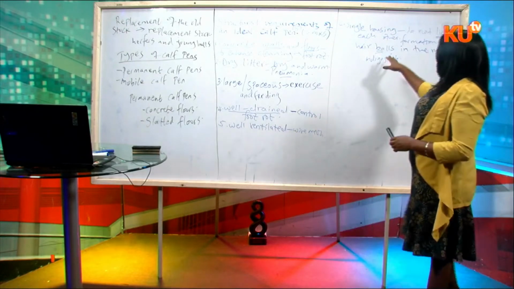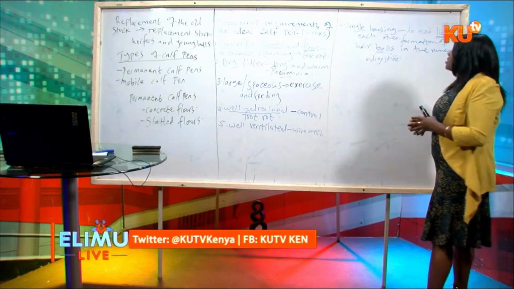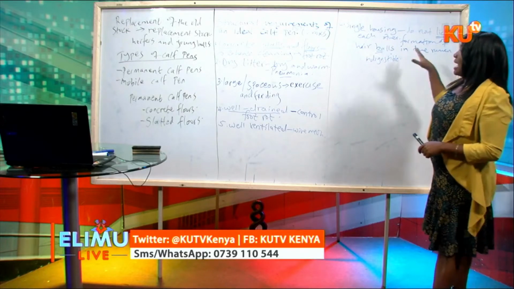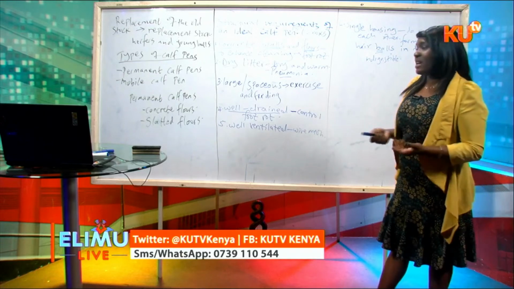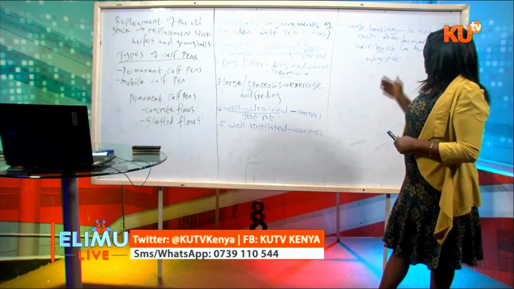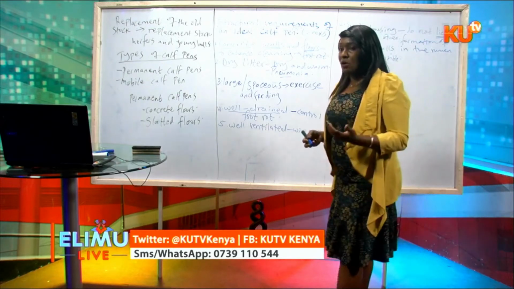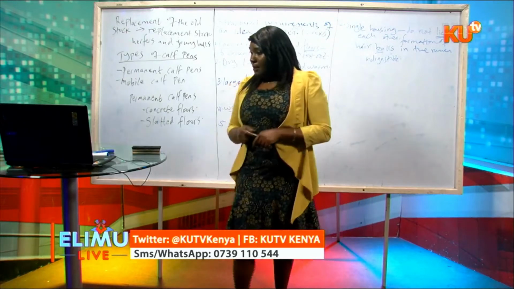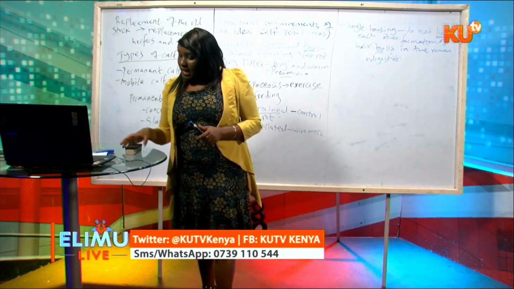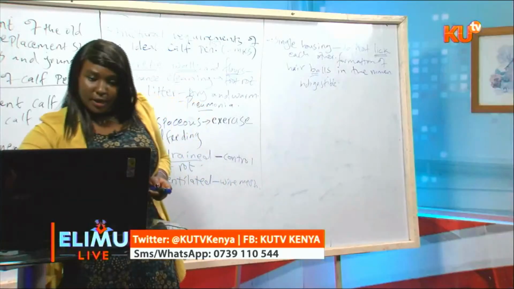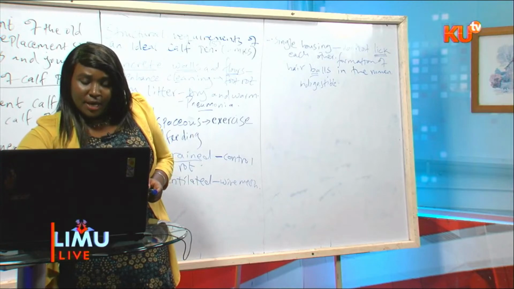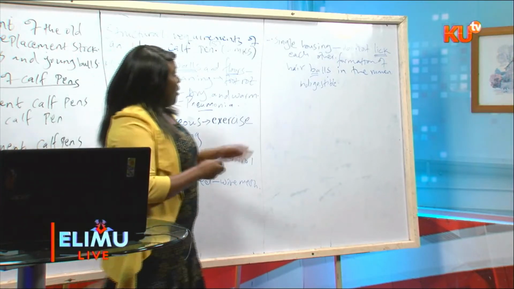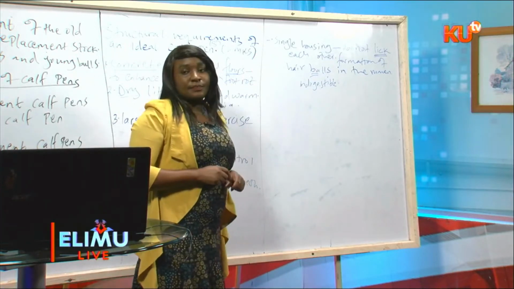So we need these calves to be housed singly, because they can lick each other. Since they are very young and tender, they can lick each other, and it might cause hair balls, which are indigestible in the rumen. Now, up to that point, we are at point number 6.